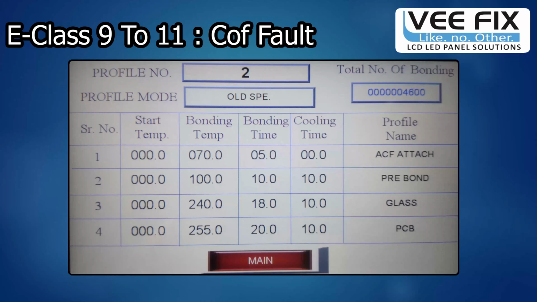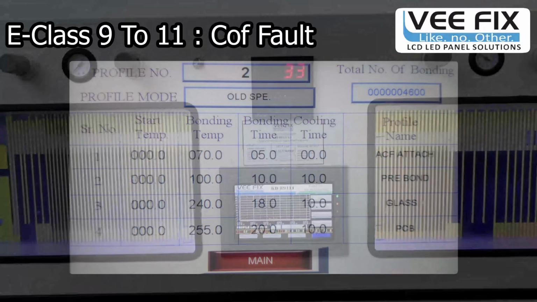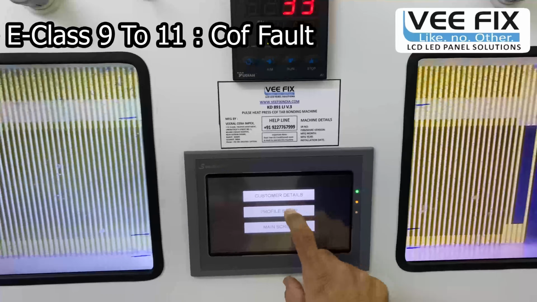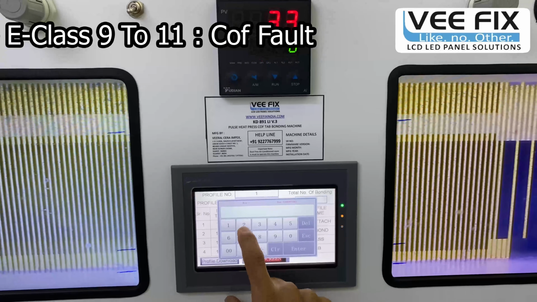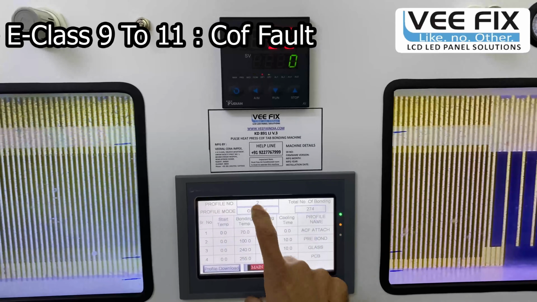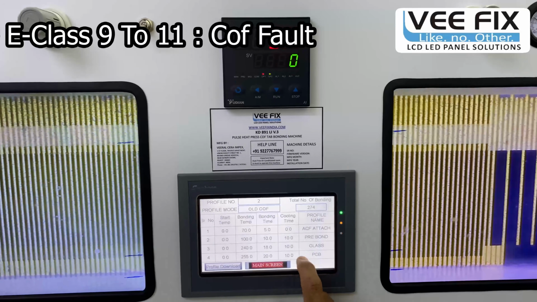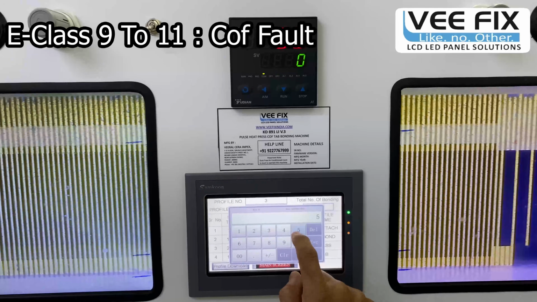So using different profiles for different types of COFs gives you 100% accurate and the strongest bonding. That bonding remains long lasting, and there is no chance of lines coming back on the LCD panel after replacement of the COF.